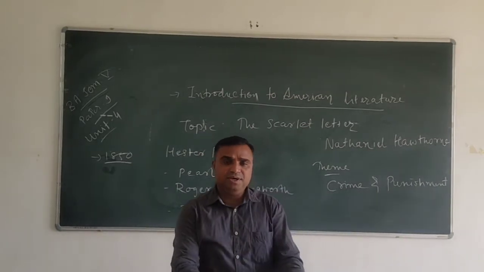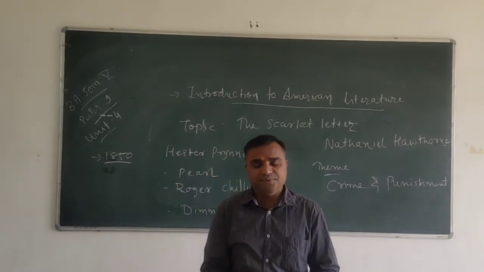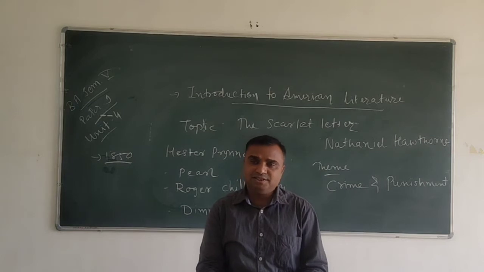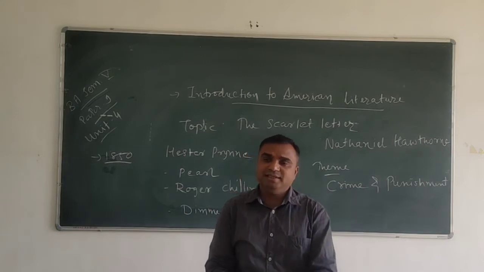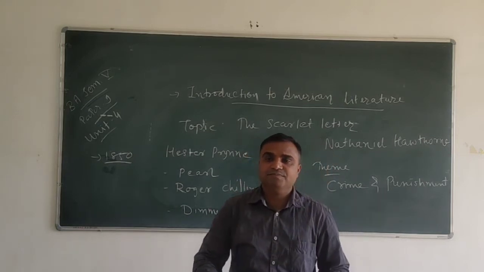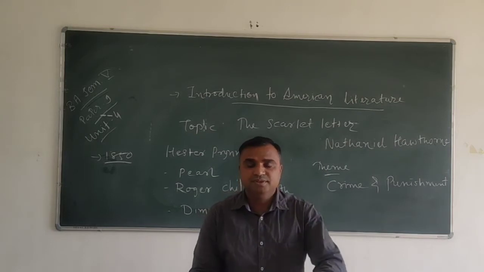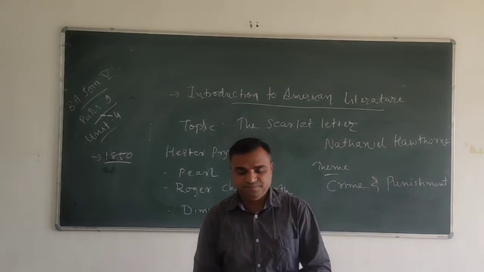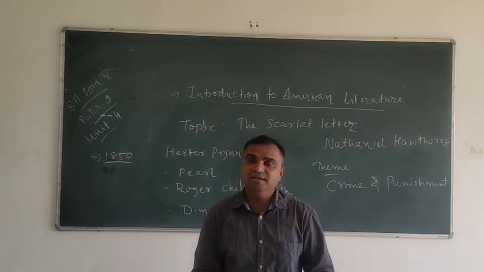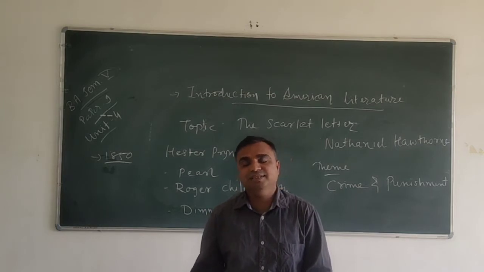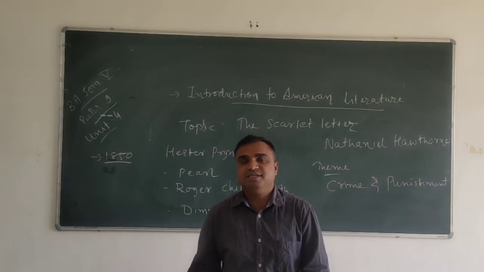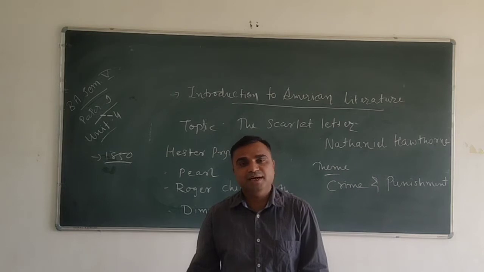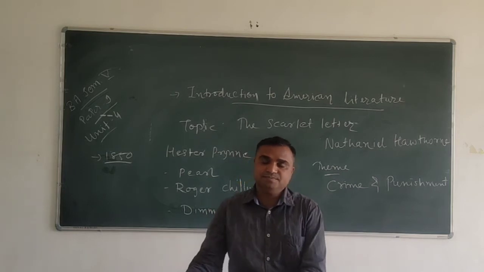Friends, in our paper 9, there are 4 units. I discussed this when I discussed the syllabus. In your unit 1, there is one play, Death of a Salesman, written by Arthur Miller.